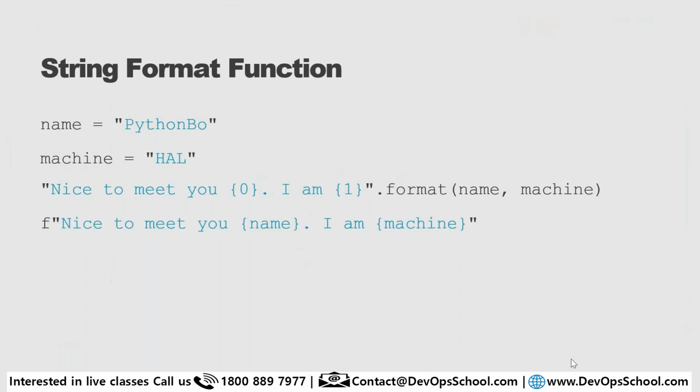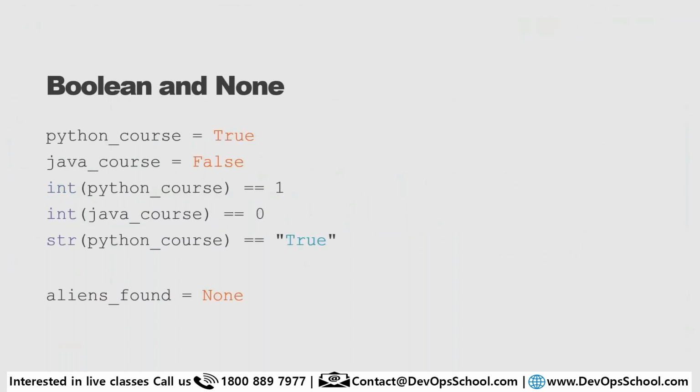So the first name will be set in curly braces 0, and the string will be in curly braces 1, like that. Now you can also do it in a simple way, with f, which automatically puts in the string, the name and machine. So that is also something you can do. So the string function will help you to do the format.